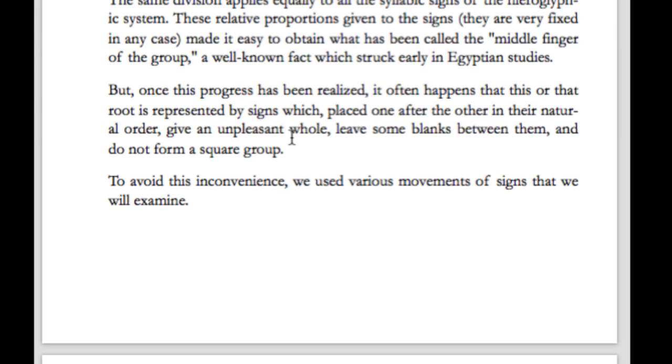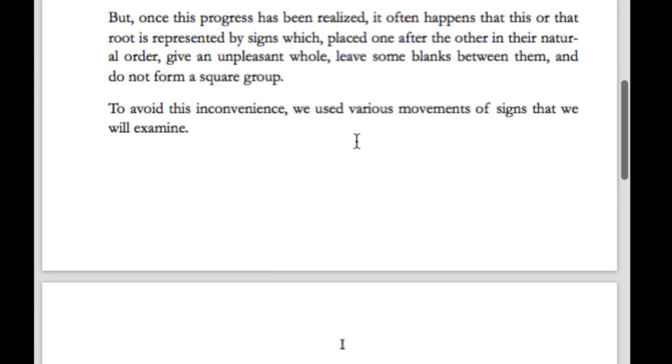Remember, as Uncle Miraj said, beauty was everything to Africans. And for aesthetic purposes, they couldn't have holes and blank spots. So he's saying that words written in their natural order, because of the various different shapes of these glyphs, may have an unpleasant look about them. So to avoid this inconvenience, we use various movements of signs that we will examine.